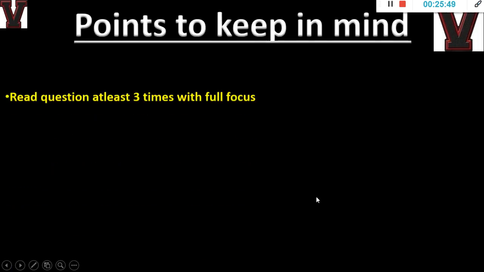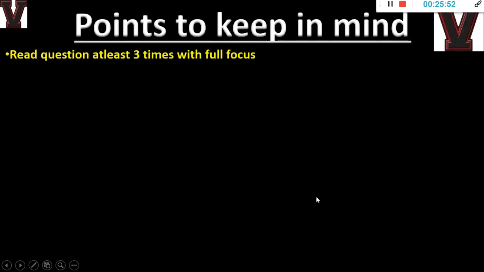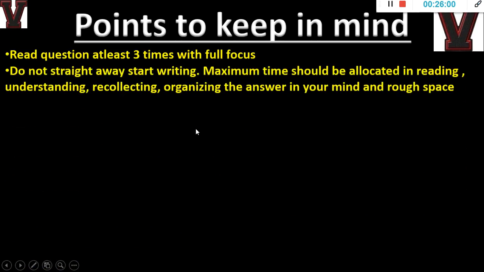Now, points to keep in mind: read the question at least 3 times. Whatever you see, whether it says endangered or something else, you have to read it again and again and see whether you can actually write on it. Do not straight away start writing. Maximum time should be allocated to reading, understanding, recollecting, organizing the answer in your mind, and also in the rough space. There will always be rough space, 2-3 pages at the end of the booklet.